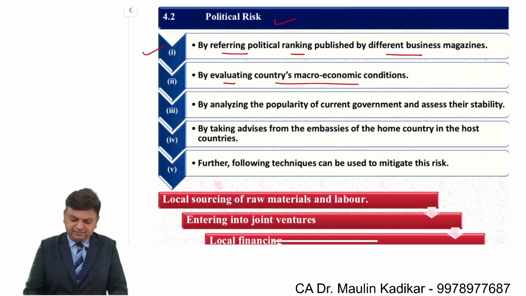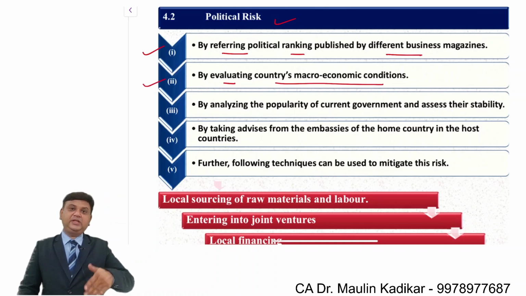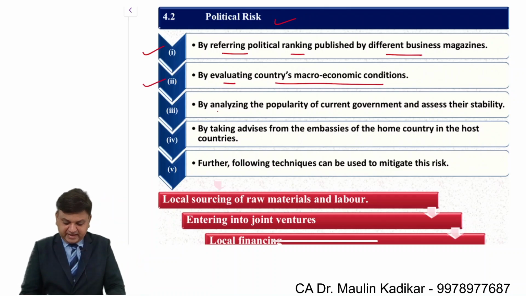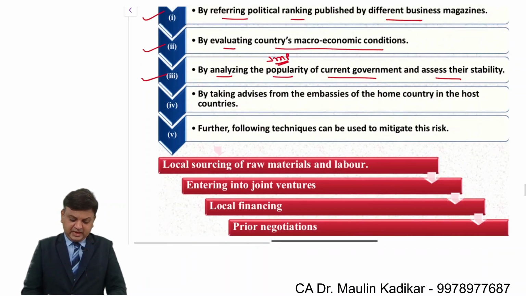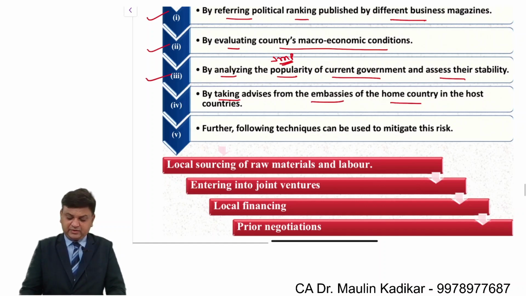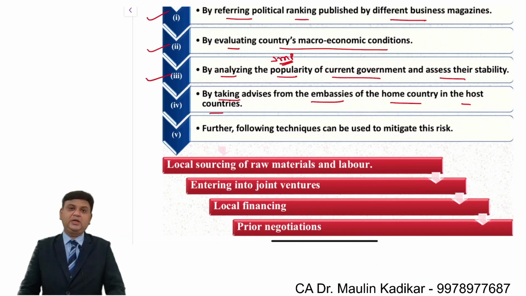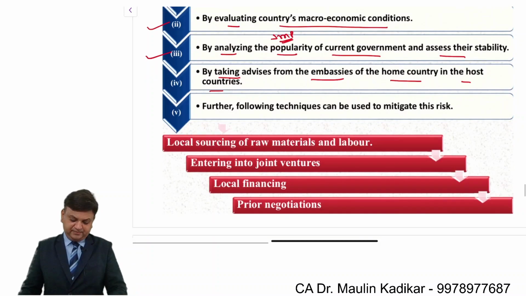Evaluating the country's macroeconomic condition. If you find it proper, only in that case should you make investment. By analyzing the popularity of the current government and assessing their stability, this is very important. Whatever the current central government is, how far it is likely to remain in future. Taking advice from the embassies of the home country in the host countries. So if we are going to undertake a project in Australia, then in Australia we will have our embassies. So we should take advice from them before we start our business over there.